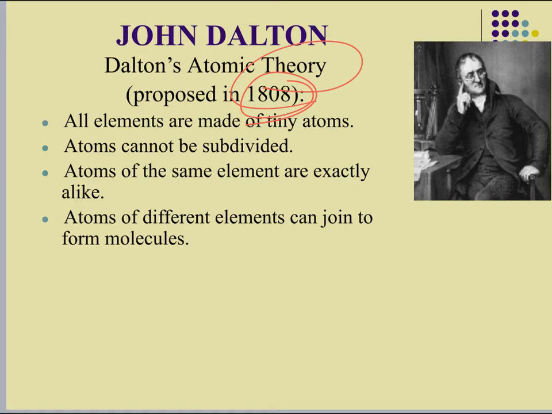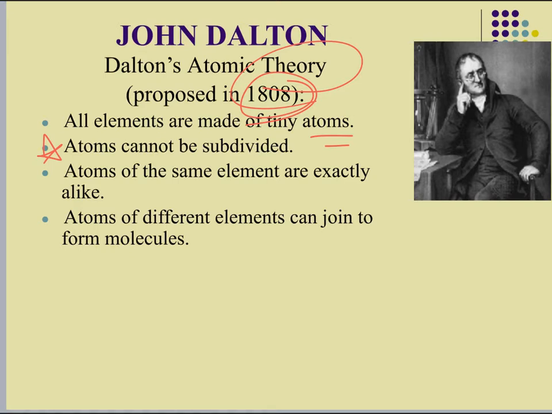So the first postulate is that all elements are made of tiny atoms. So this sets the precedent that atoms are the building blocks of molecules. It also says atoms cannot be subdivided. Well, that's kind of true, but they can be divided into the protons, neutrons, and electrons. However, if you do go that small, you lose the physical properties. So they can't be subdivided without losing their identity or their physical properties.